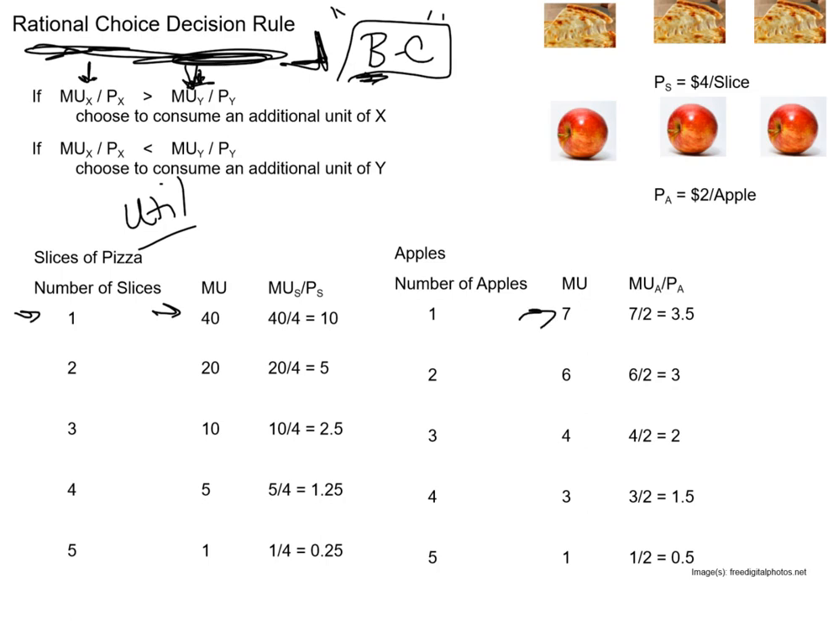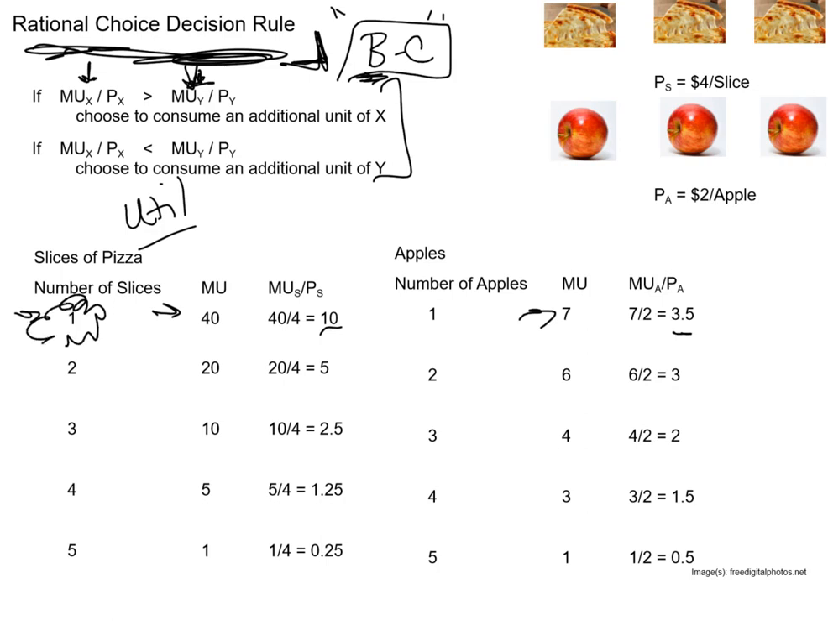So we do this calculation, right? The marginal utility of a slice of pizza divided by the price of a slice of pizza, 40 divided by 4 equals 10, and I compare that number to, for an apple, the marginal utility of the first apple divided by the price of that first apple, $2. If I compare these numbers, the rational decision rule says whichever is higher is what I should consume. So this is saying I should first buy this first slice of pizza.